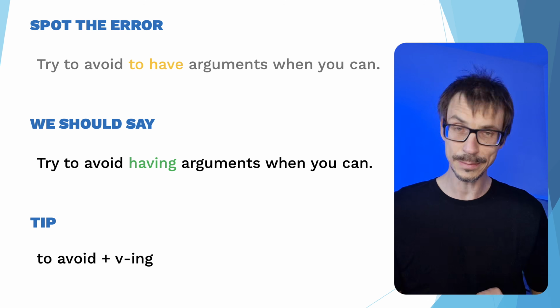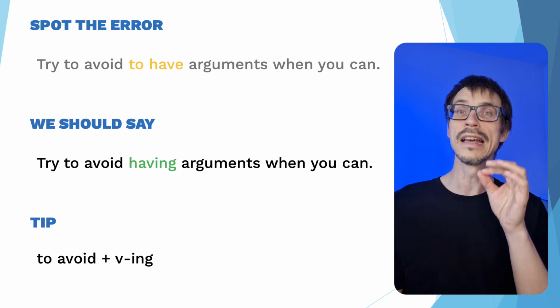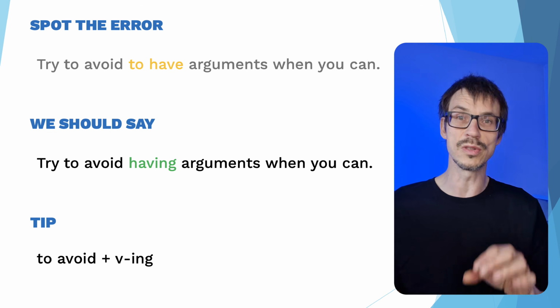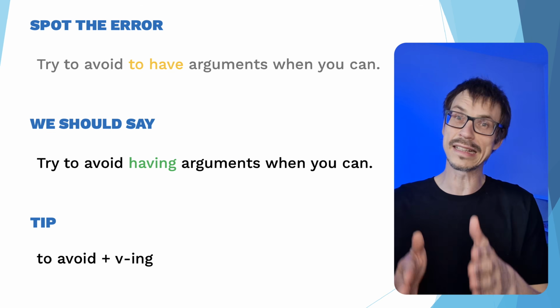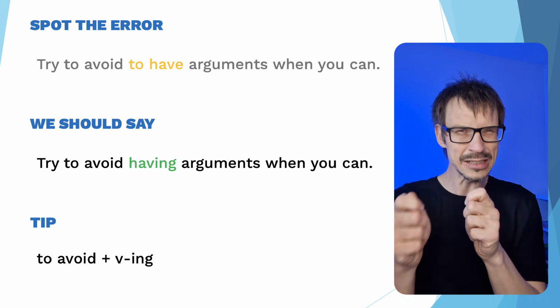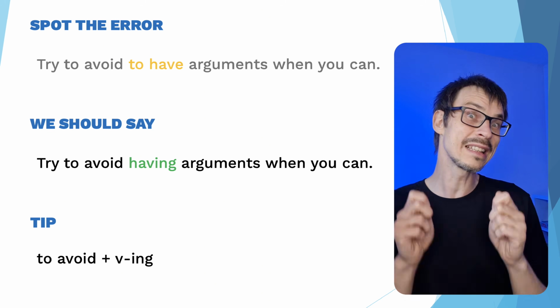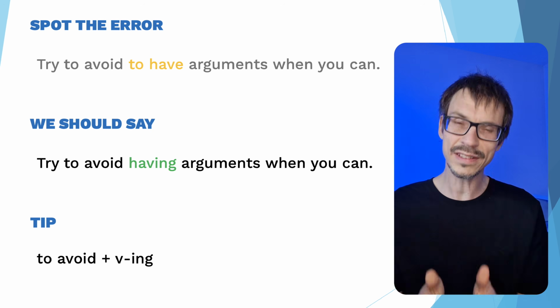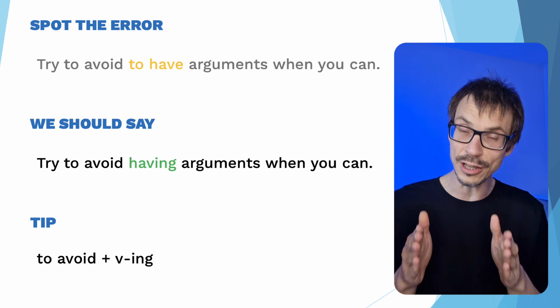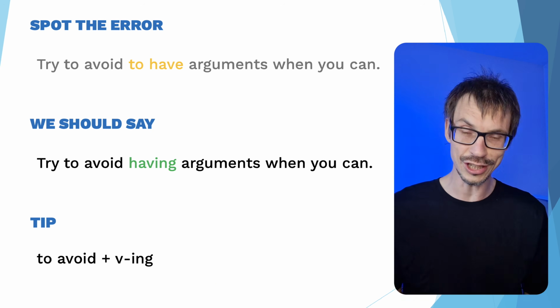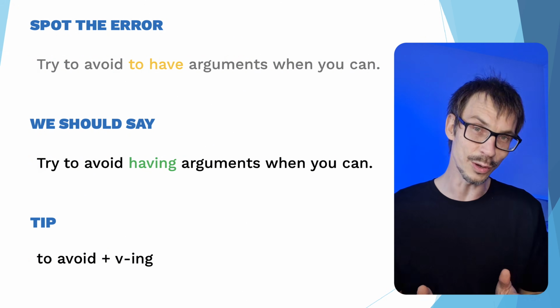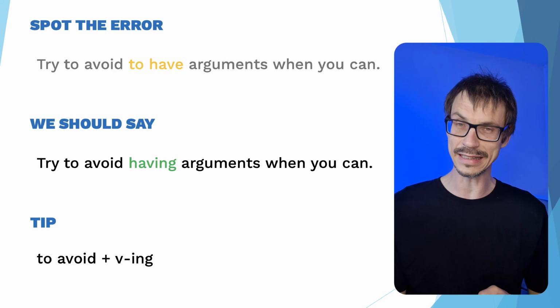So a very quick tip for you here, something to remember. Avoid goes with a gerund. It's basically avoid something. And when you can replace the verb with the word something, whenever you have to use that verb, it's going to be an ing. So avoid something, avoid doing something.